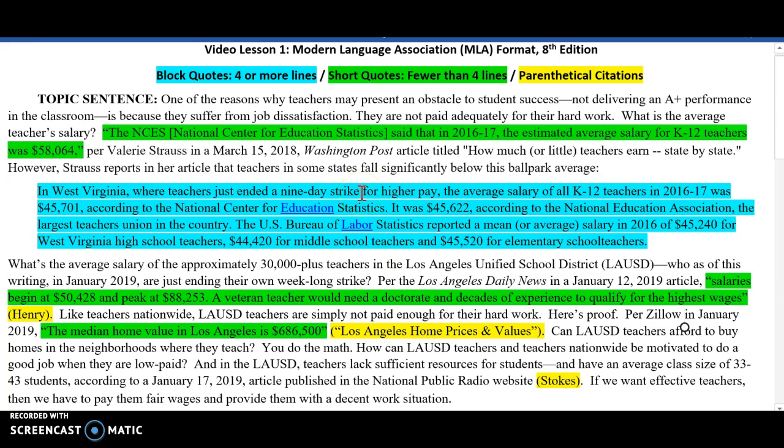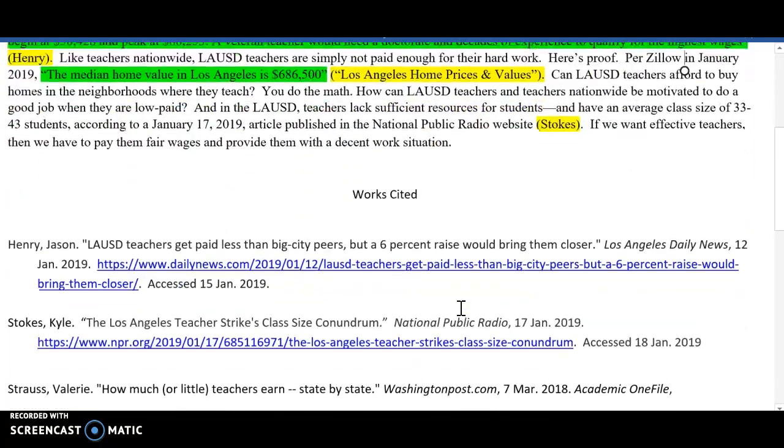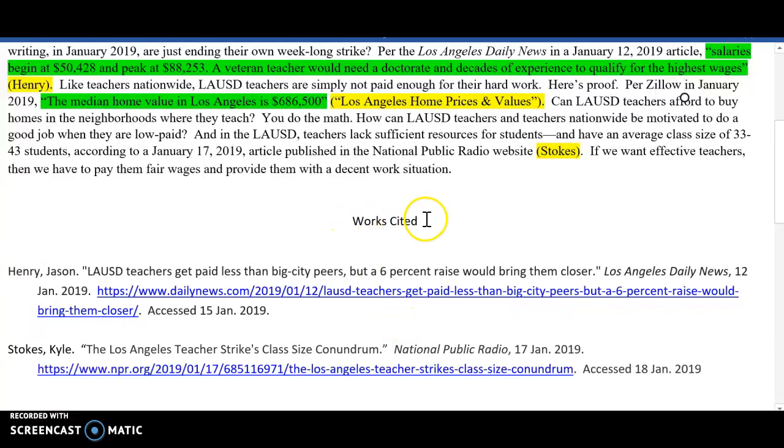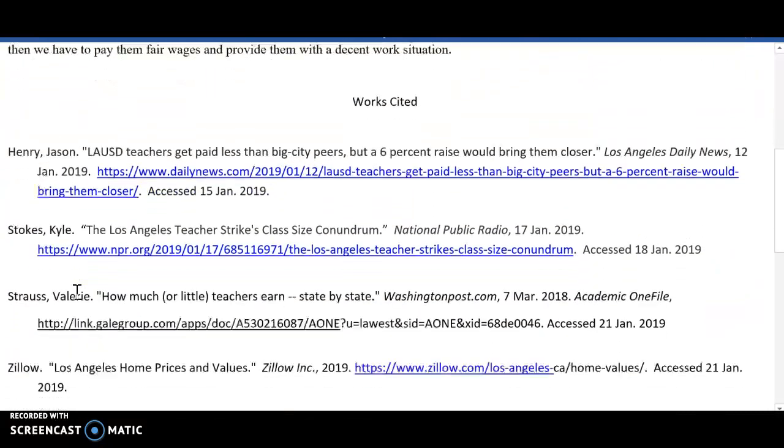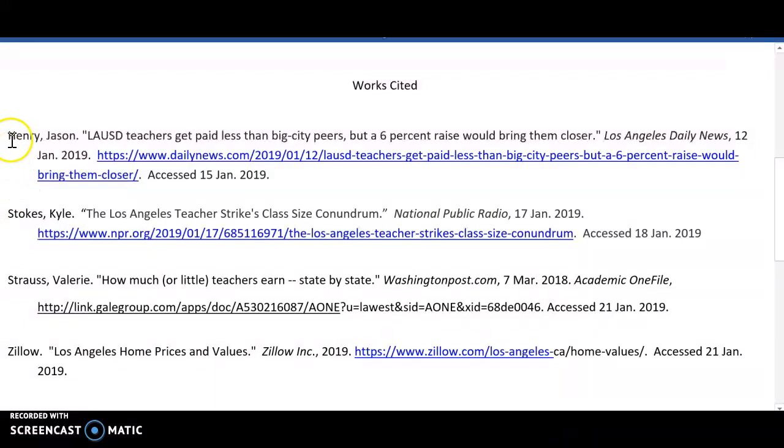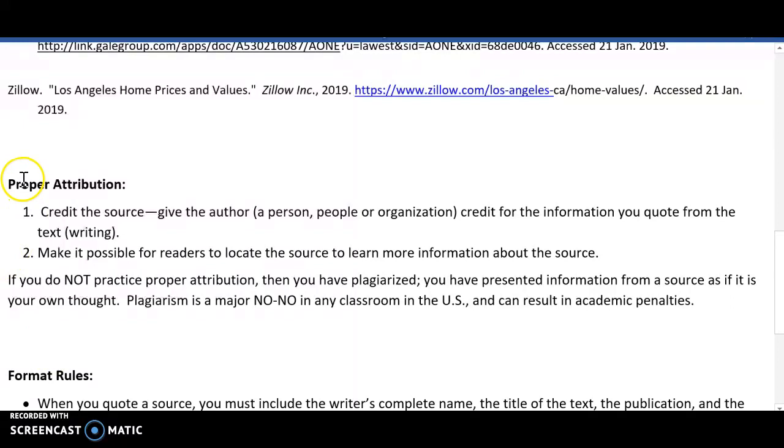All right. So why do I do that? Why do we have to have parenthetical citations? After everything we write, we have a works cited, and it lists in alphabetical order by last name the sources that we quote. And why do we do this? We do this because we have to practice something called proper attribution. We have to, number 1, credit the source, give the author, and that can be a person, a people, or an organization like Zillow.